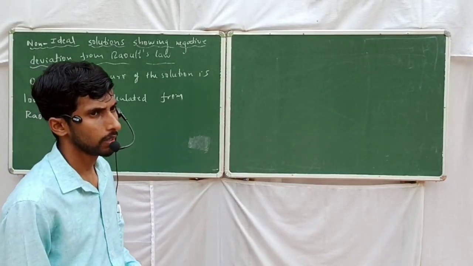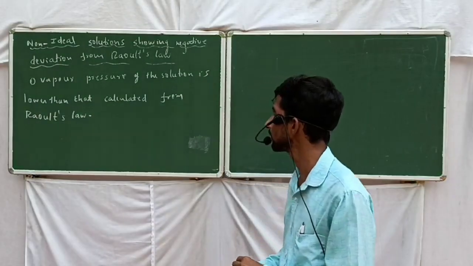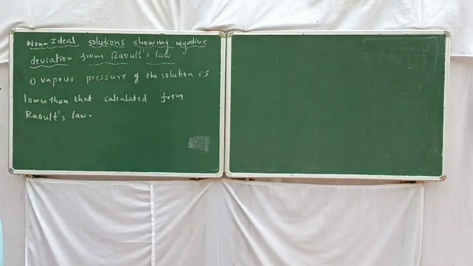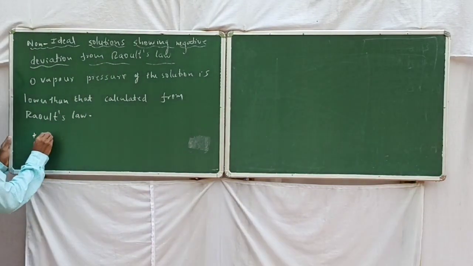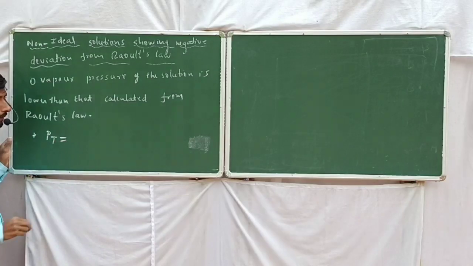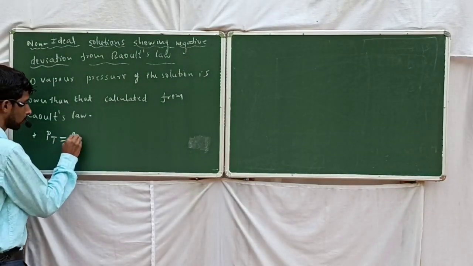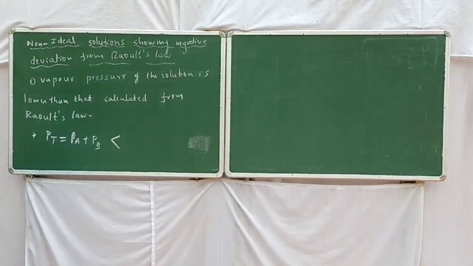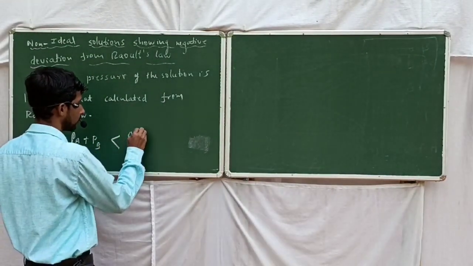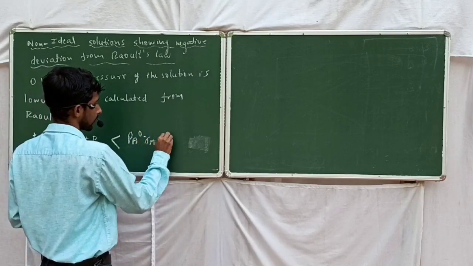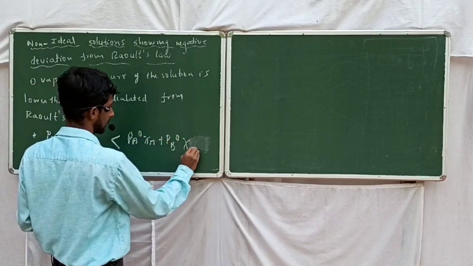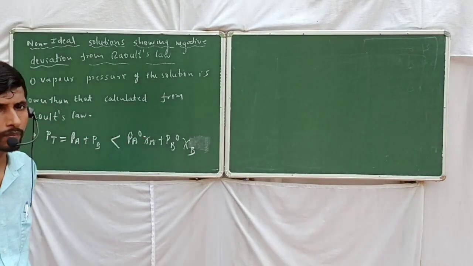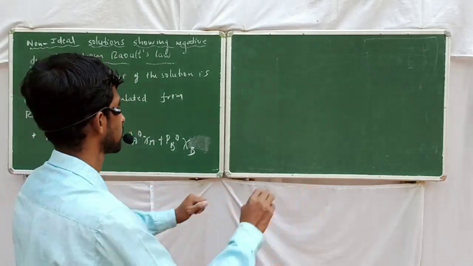Next topic, non-ideal solution showing negative deviation from Raoult's law. Negative deviation means the vapor pressure of the solution is lower than that calculated from Raoult's law. Then we can write the expression as P total, that is the vapor pressure of the solution, equal to PA plus PB, that is lower than PA naught into xi A plus PB naught into xi B. The vapor pressure of the solution is lower than that calculated from Raoult's law.